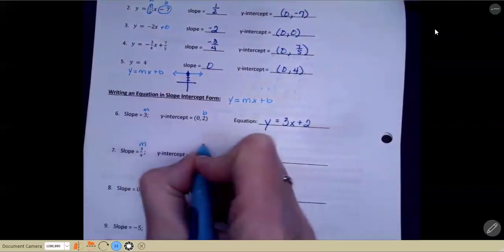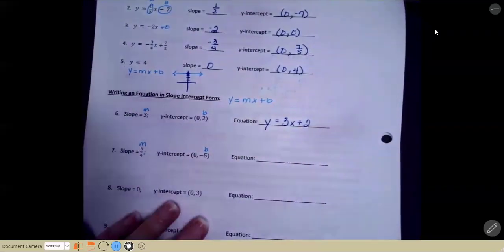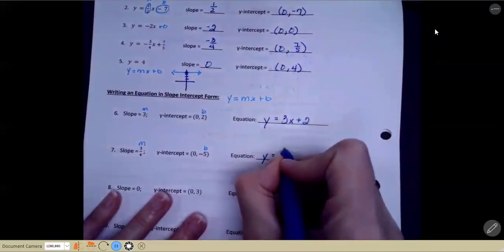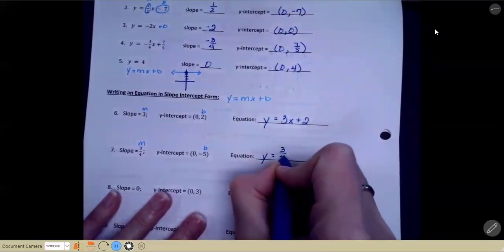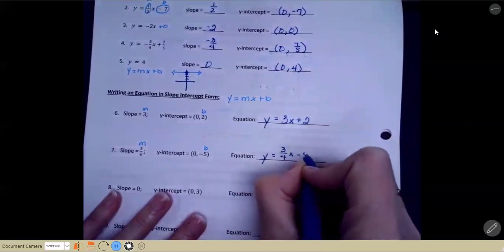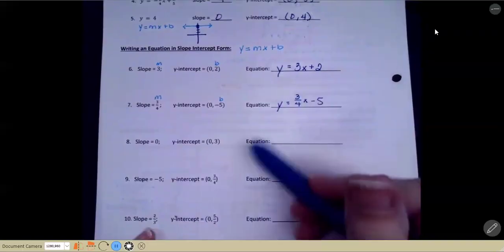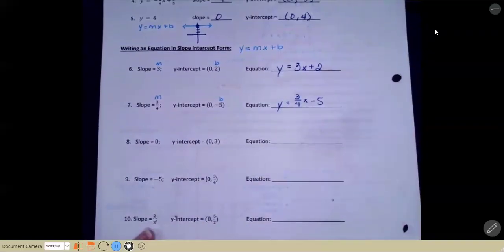Number 7, here's our slope and here's our y-intercept. Go ahead and write that one out and then check your answer up here. And if you get the hang of this, I would recommend doing all of them and then fast forwarding to the answers and just checking to see if you're correct.